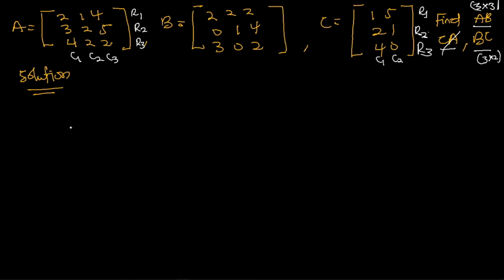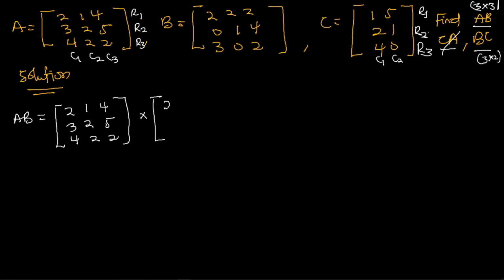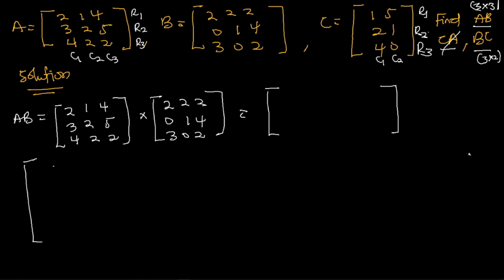All right, so let's look at matrix AB. For matrix AB, we have 2 3 4, 1 2 2, and then 4 5 2. We are multiplying that by another matrix, which is what? 2 2 2, 0 1 4, and then 3 0 2. This is a 3 by 3 matrix, and we are expecting an answer of a 3 by 3 matrix as well. So let's look at how we do the multiplication.